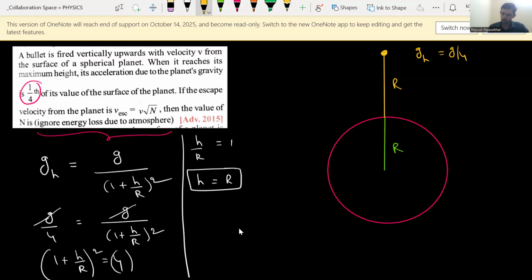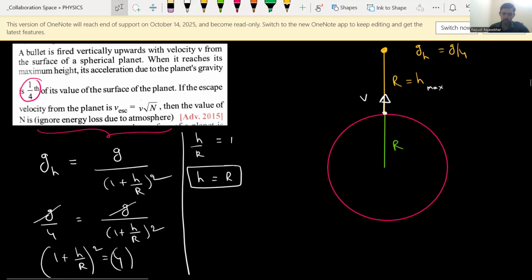Now what is this h value? We got it as nothing but the radius of the planet. Now we need to find the relation between the escape velocity and the velocity with which we have thrown. The particle is thrown from this point with a certain velocity v, so that this particle reaches a maximum height. This is the maximum height attained by the particle. At maximum height, final velocity becomes 0, that we know. Okay. Now escape velocity and projected velocity we need to relate.